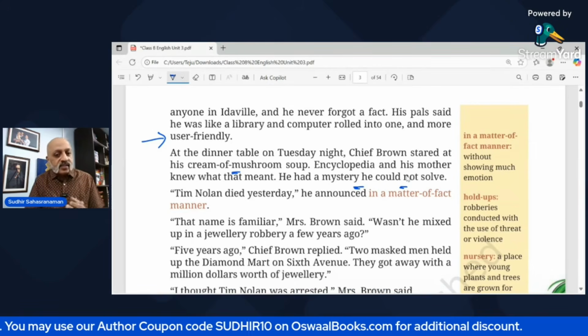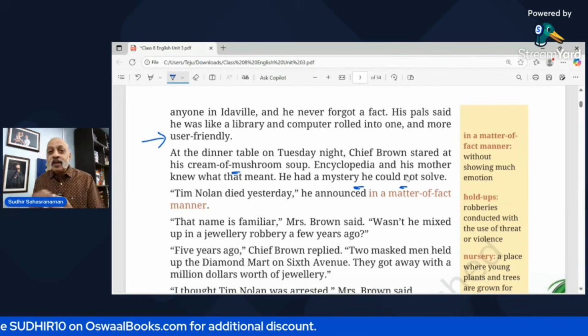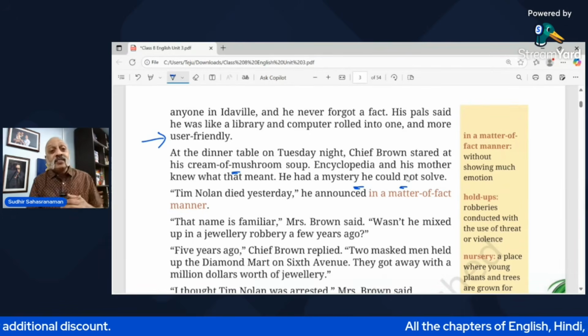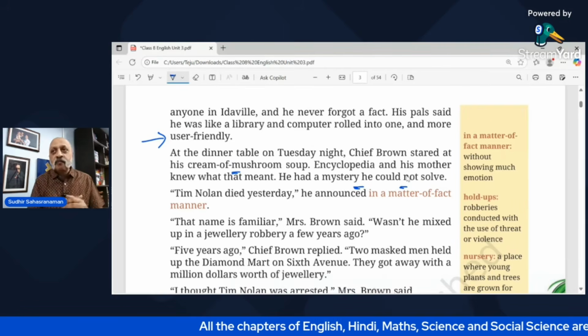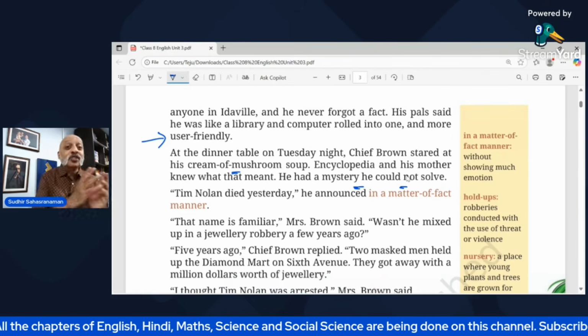Tim Nolan died yesterday. He announced in a matter-of-fact manner. In fact, only a couple of days back, I finished watching 6 seasons of The Rookie, which is on the Los Angeles Police Department, LAPD. Brilliant web series on Netflix, in which the main character's name is also Nolan, but he's John Nolan.